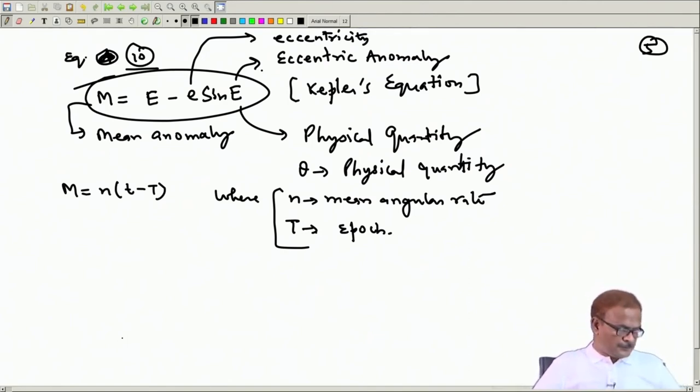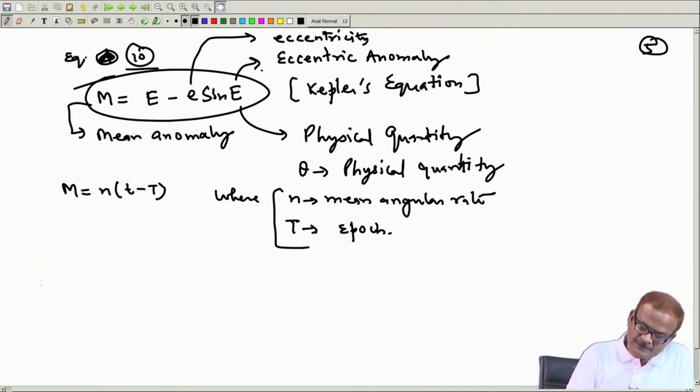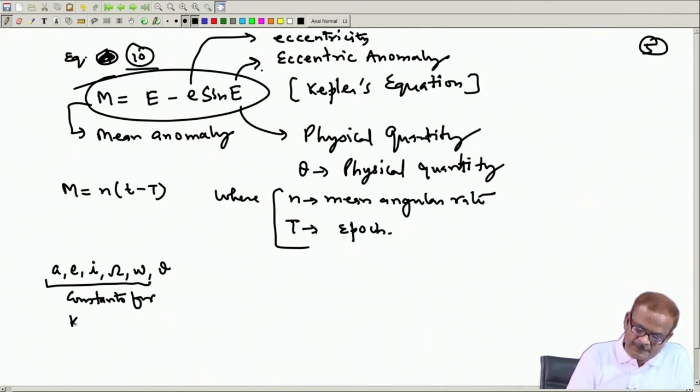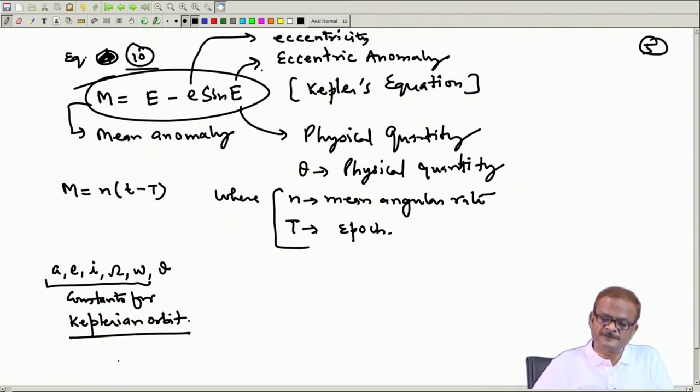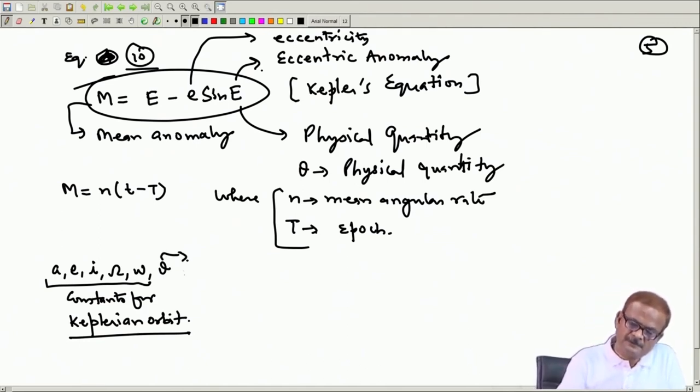Now we are advancing a little bit further. The next question is how to solve this problem. The situation is that we are given a, e, i, capital omega and small omega. These are constants for a Keplerian orbit, and only theta is a variable.